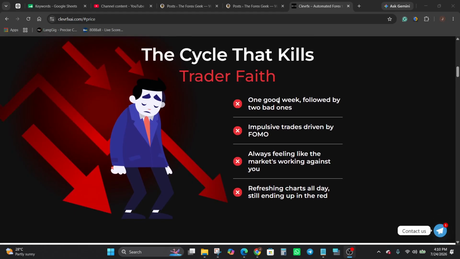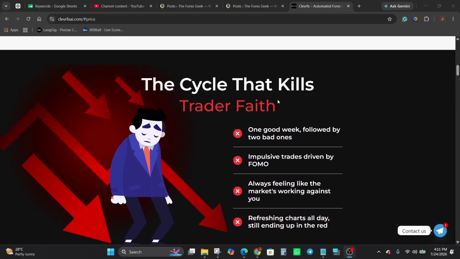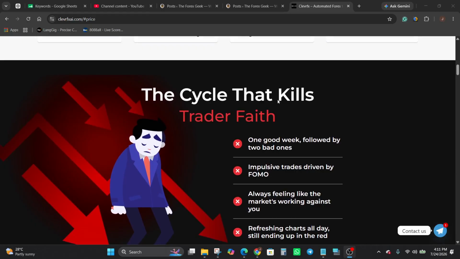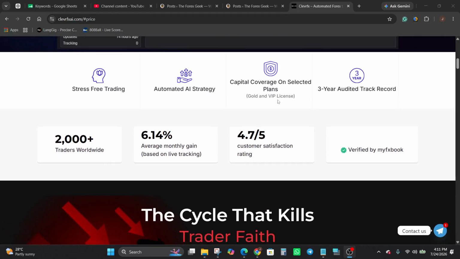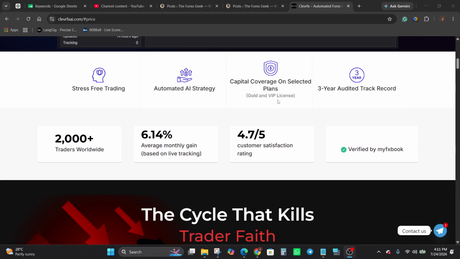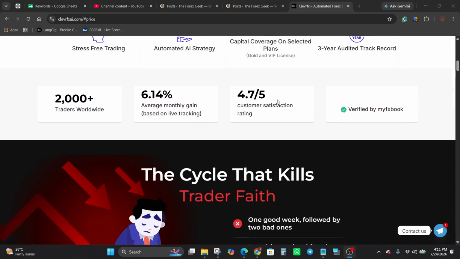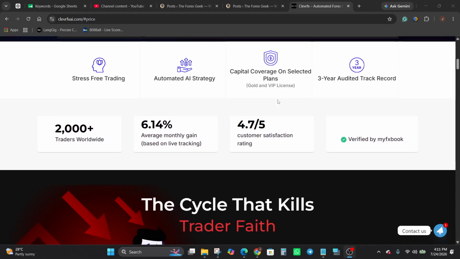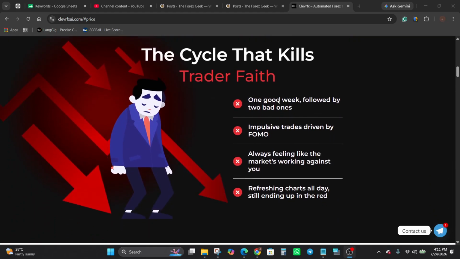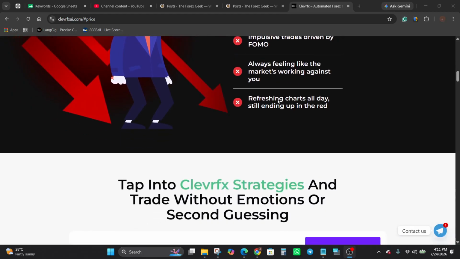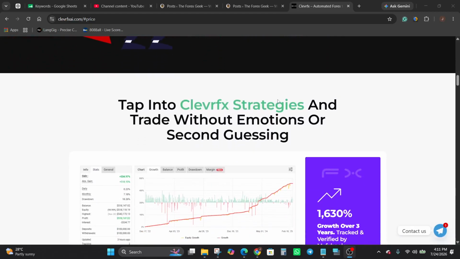Now, as we move down the page, Clevrfx outlines several core features and operational metrics. The site highlights an average monthly tracked gain between 5% and 10%, along with a 3-year track record. They also mention prop firm compatibility, 24/7 automated execution, and a 30-day money back guarantee.